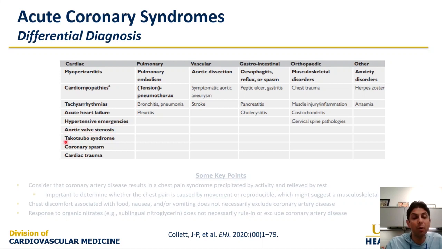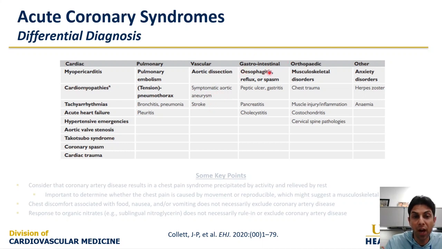Patients can have a stress-induced cardiomyopathy known as Takotsubo syndrome, which we're seeing an increase of in the COVID-19 pandemic, unfortunately. Patients can also have coronary spasm in the way that we talked about in our stable angina team-based learning session, and cardiac trauma. Pulmonary-wise, we want to consider a PE, a pulmonary embolism, or a tension pneumothorax, bronchitis, atypical pneumonia, pleuritis. When we're considering vascular causes in the differential diagnosis, we do not want to miss a diagnosis of an aortic dissection, which can be fatal. Or a patient could have a symptomatic aortic aneurysm. They could even have a stroke.